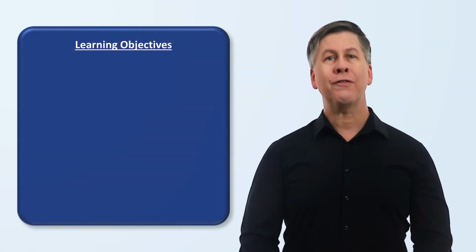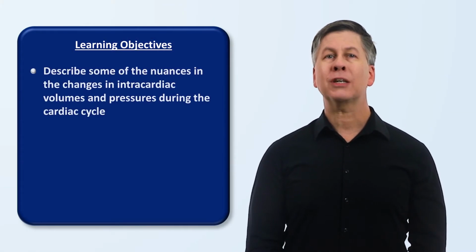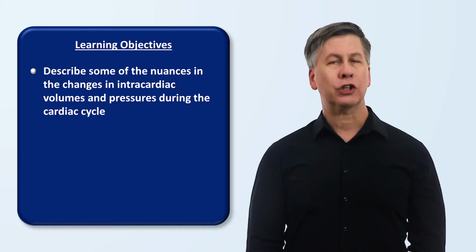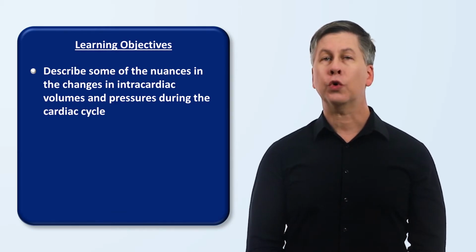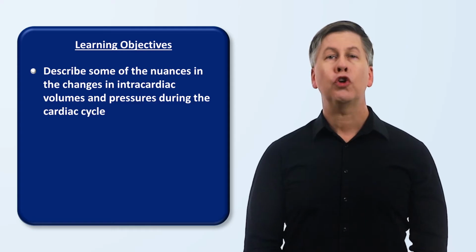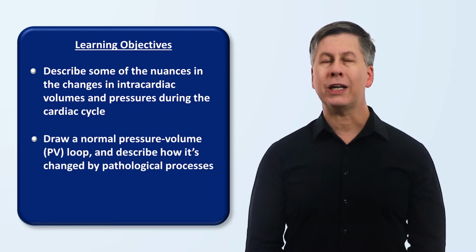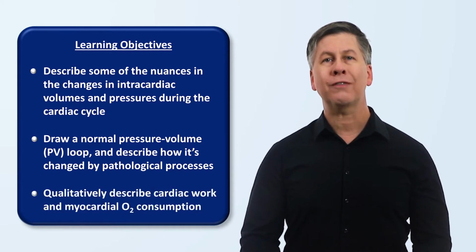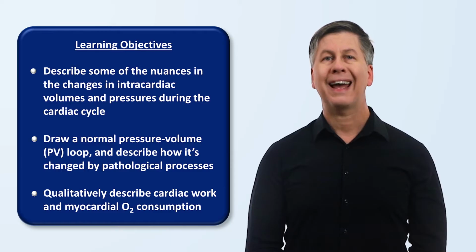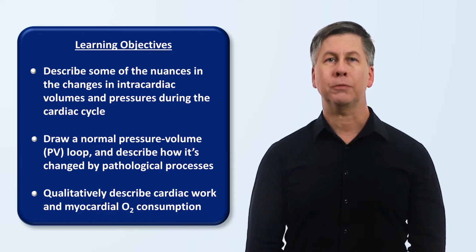In today's lesson on cardiovascular physiology, I'll be discussing the cardiac cycle and PV loops. By the end of the video, you'll be able to describe some of the nuances in the changes in intracardiac volumes and pressures during the cardiac cycle. You'll be able to draw a normal pressure volume loop and describe how it's changed by pathological processes. And you'll be able to qualitatively describe cardiac work and myocardial oxygen consumption.